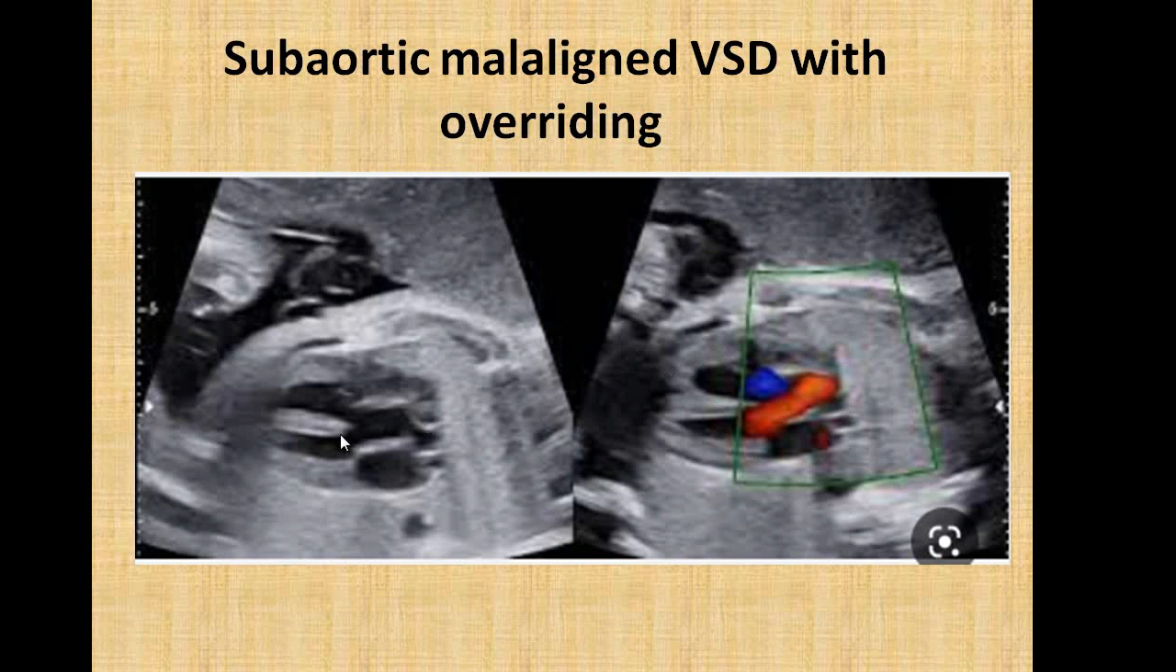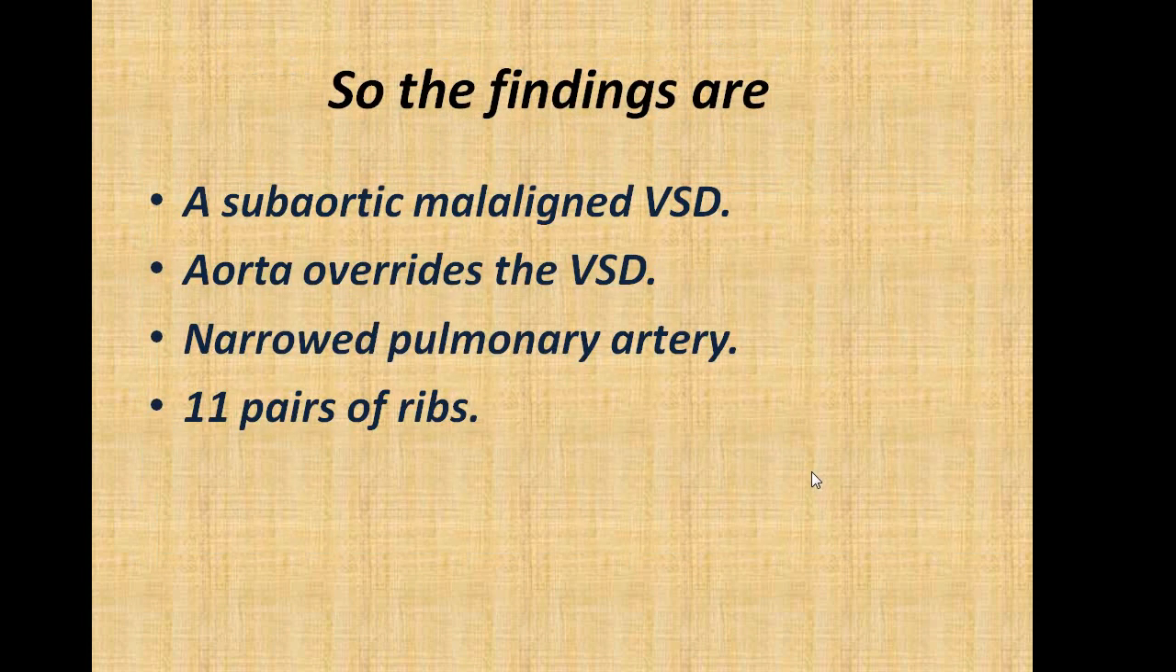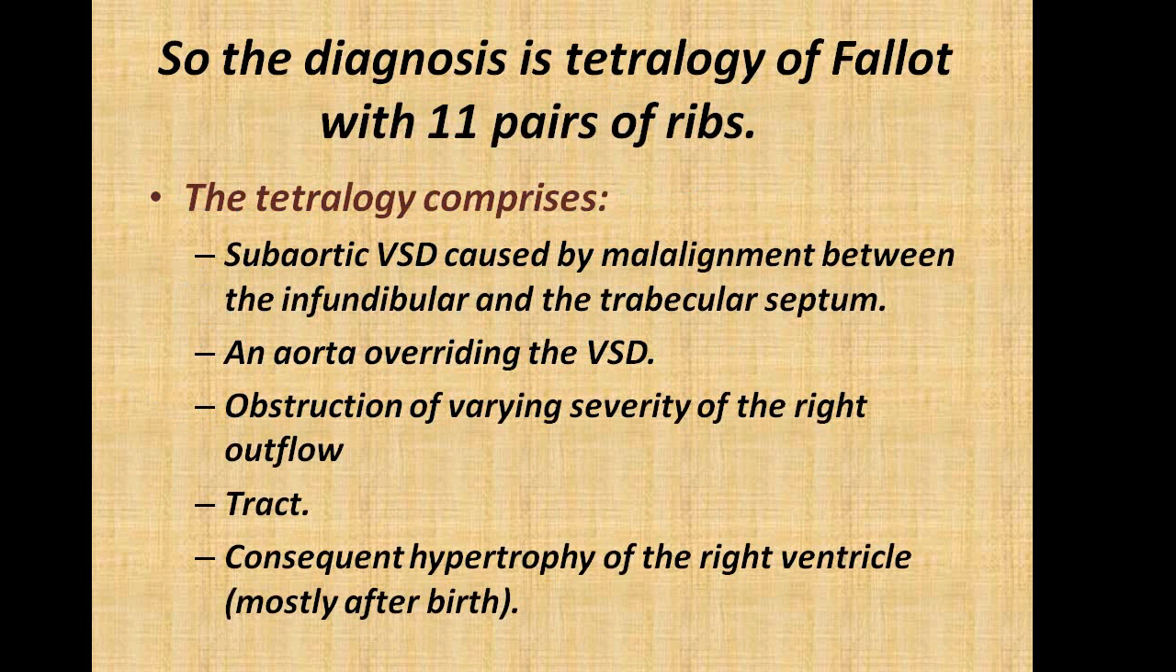But here you will notice a subaortic VSD while the aorta is overriding, and there is malalignment because the interventricular septum is pointing towards the center of the aorta. And the aorta receives flow from both ventricles. So the findings are subaortic malaligned VSD, aorta overrides the VSD, narrowed pulmonary artery, 11 pairs of ribs. So the diagnosis is Tetralogy of Fallot with 11 pairs of ribs.